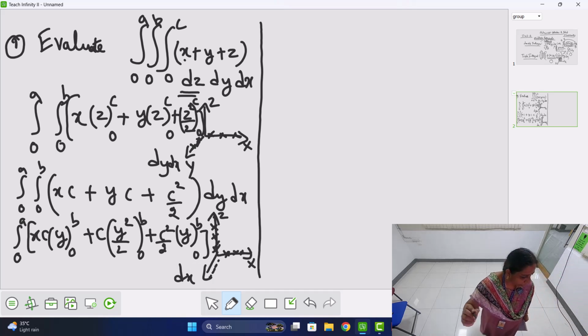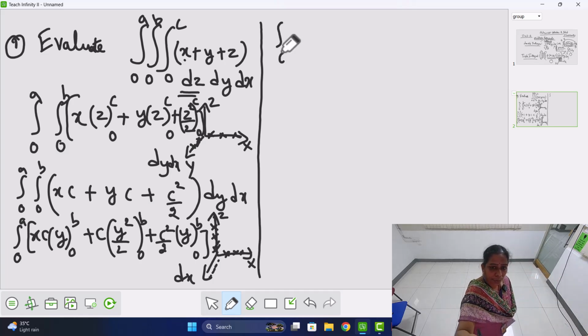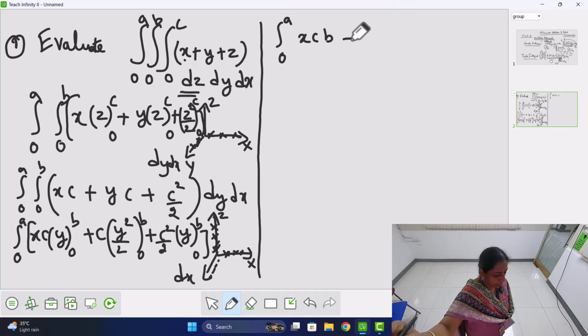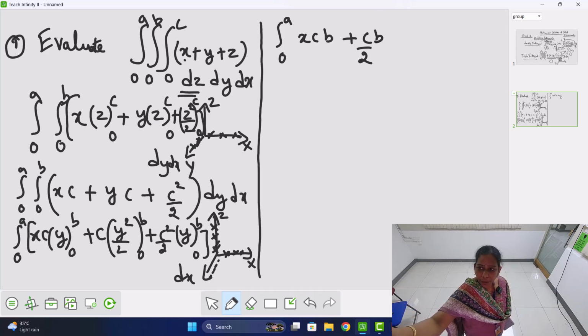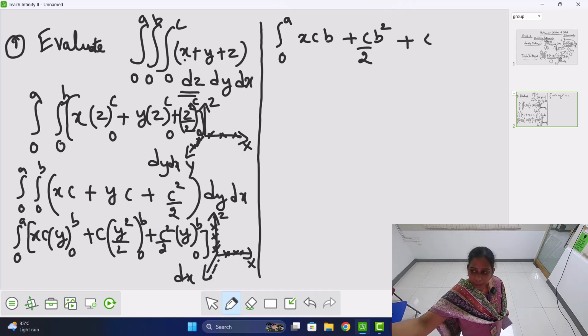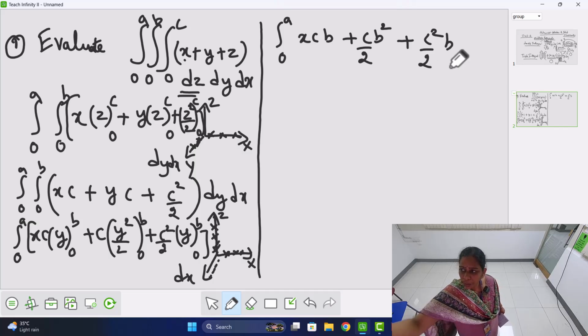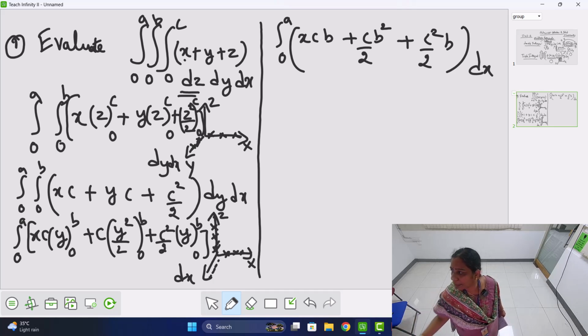Coming to the other part. So here 0 to a, x into c, upper limit is b. So b minus 0 is b. Plus c by 2. What is b square? Y square means substitute y as b. I'll get b square. Plus c squared by 2 multiplied by whom? B. B minus 0 is b. So the whole thing into whom? Whole thing into dx. Okay.